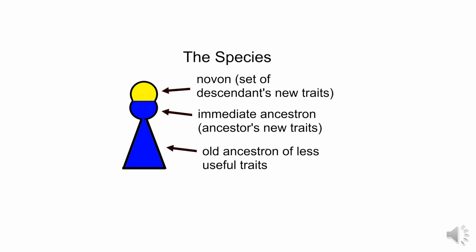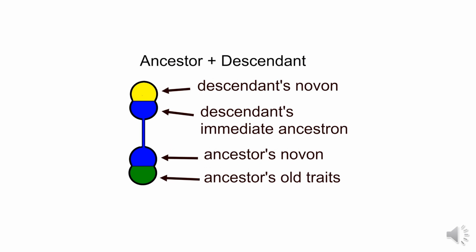The ancestron is the set of all traits of the ancestral species that are not changed for use in the novan. The immediate ancestron is the set of traits given to the ancestor by its own ancestor. The traits of the immediate ancestron are probably adaptive for survival in its immediate environment. We now ignore the rest of the ancestral traits that are not presently useful.